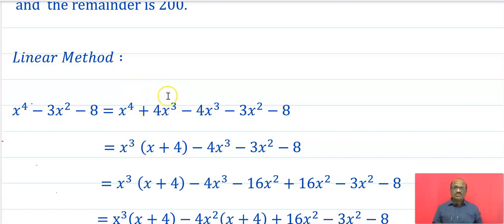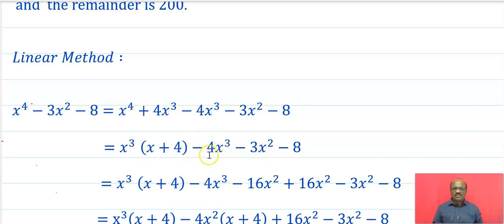The second term must be the 4x cube. If I take x raised to 3 as a common, then in bracket I will get x plus 4. Now see this next. Minus 4x cube. Here is a minus 4x cube. Now what should I take common? I will take the common from this minus 4x cube.